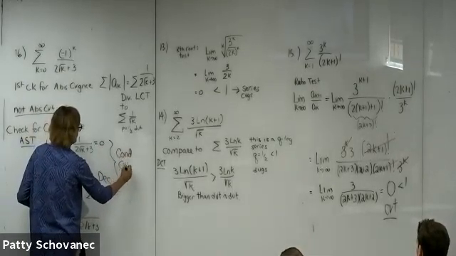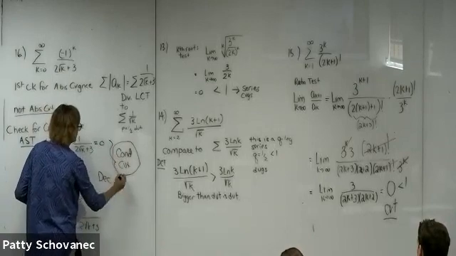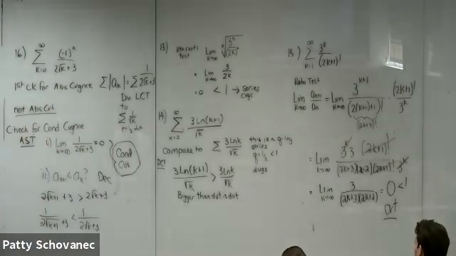That means it is conditionally convergent. So we really have to worry about absolutely convergent versus conditionally convergent for these alternating ones, and for anything that has negative terms in it.